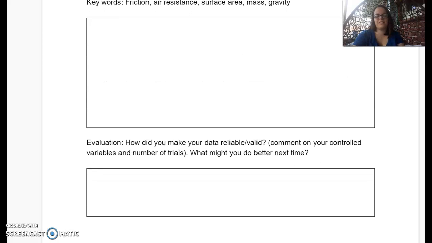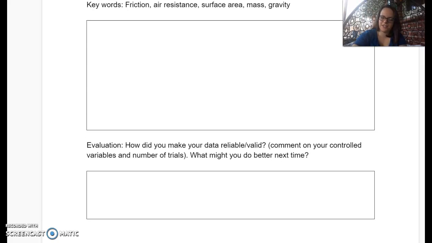And so finally your evaluation. How did you make your data reliable or valid? Comment on your controlled variables and your number of trials. That's most of the way of how you will be making your data reliable or valid. And what might you do better next time? So what's something you feel like didn't go quite so well that you feel like you could fix by doing it in a slightly different way? And so that is everything.